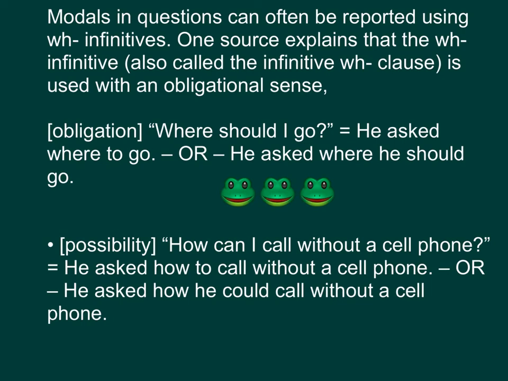Obligation: "Where should I go?" is equal to "He asked where to go" or "He asked where he should go." Possibility: "How can I call without a cell phone?" is equal to "He asked how to call without a cell phone" or "He asked how he could call without a cell phone."